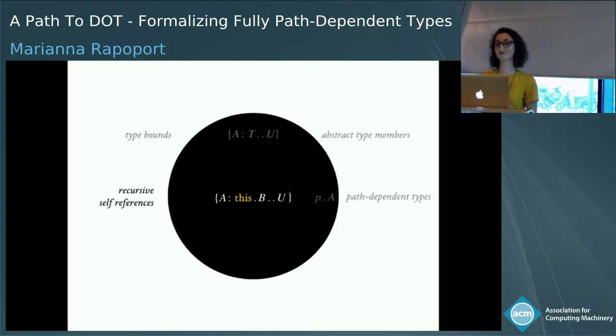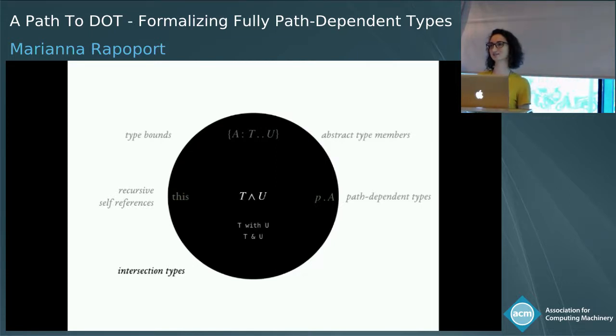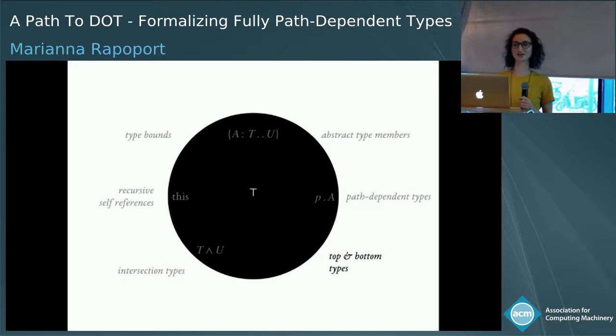Furthermore, values and types in DOT can reference the self or this variable of the enclosing object, for which it uses recursive types and recursive objects. It models mixin composition and inheritance through type intersection. And finally, DOT has unique top and bottom subtyping bounds, that model Any and Nothing in Scala.